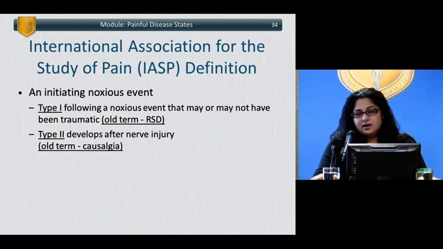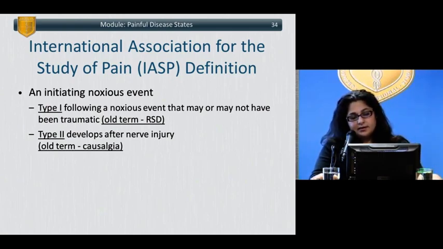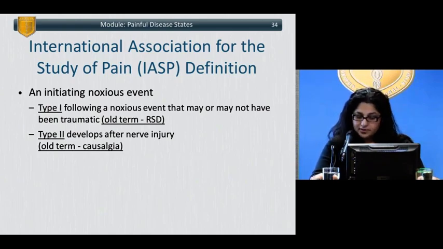How do we classify complex regional pain syndrome? Well, the International Association for the Study of Pain defines it as either CRPS type 1 or CRPS type 2. CRPS type 1 basically occurs when there is no trauma to a nerve, but a noxious event may have occurred. The old term for it used to be reflex sympathetic dystrophy, otherwise known as RSD. CRPS type 2 usually results after a nerve has been injured. The old term for it used to be causalgia.